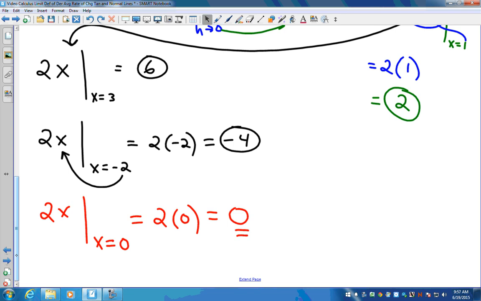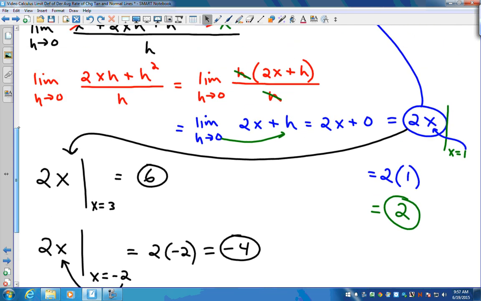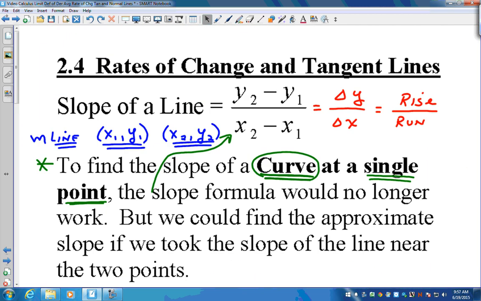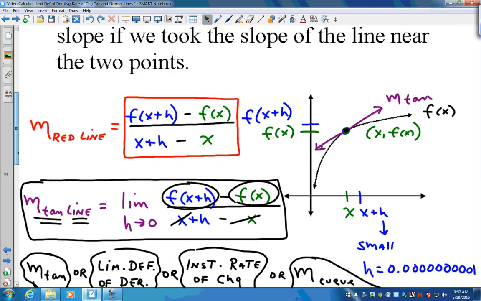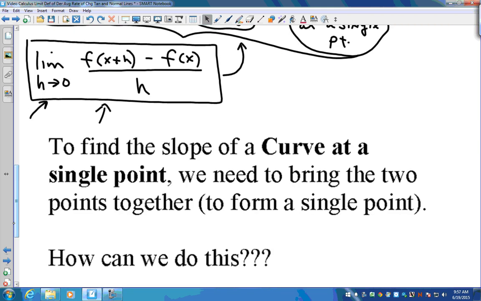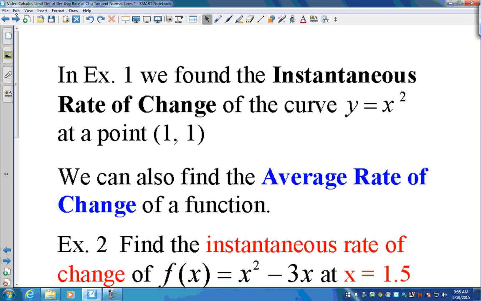All right, so that's critical. That's the limit definition of the derivative. That is how you find the slope of a function at a single point, right? I have to use this formula here. All right, let's do a second example.